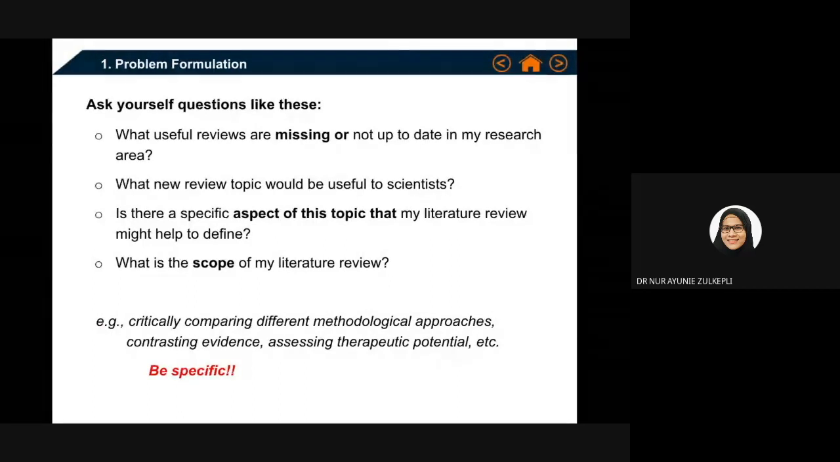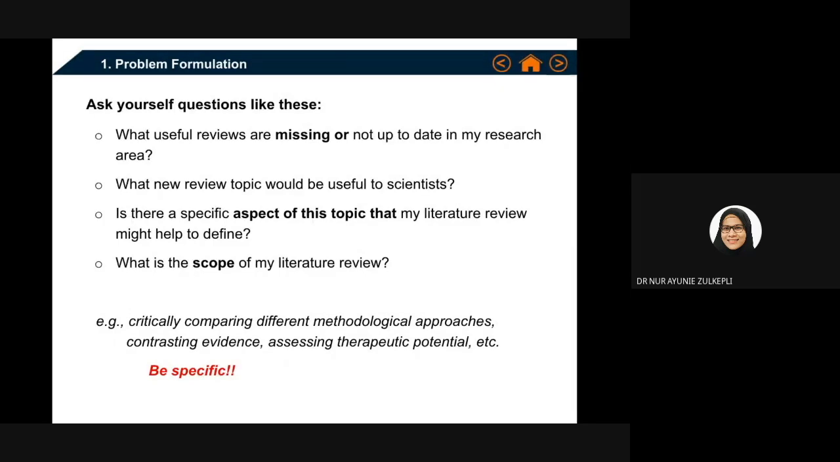When you have a main topic, you need to divide which scope that you want to cover, right? You just have to be specific. So you can do critical comparing different methodology approach, contrasting evidence, or assessing therapeutical potential. So this is just an example.